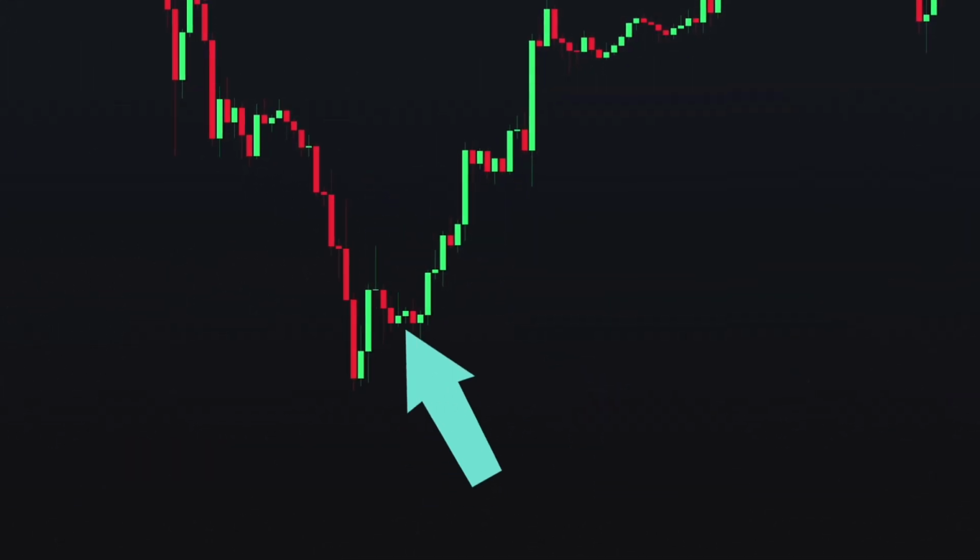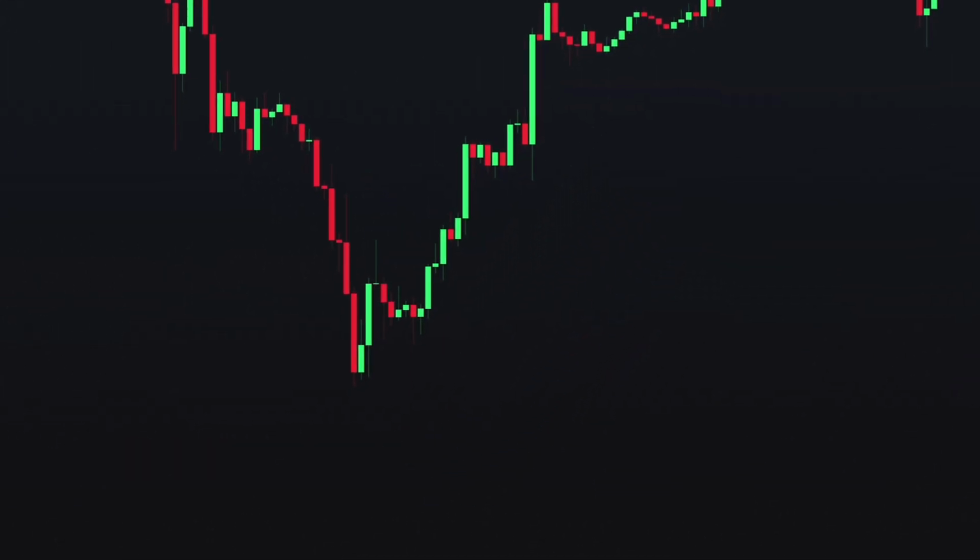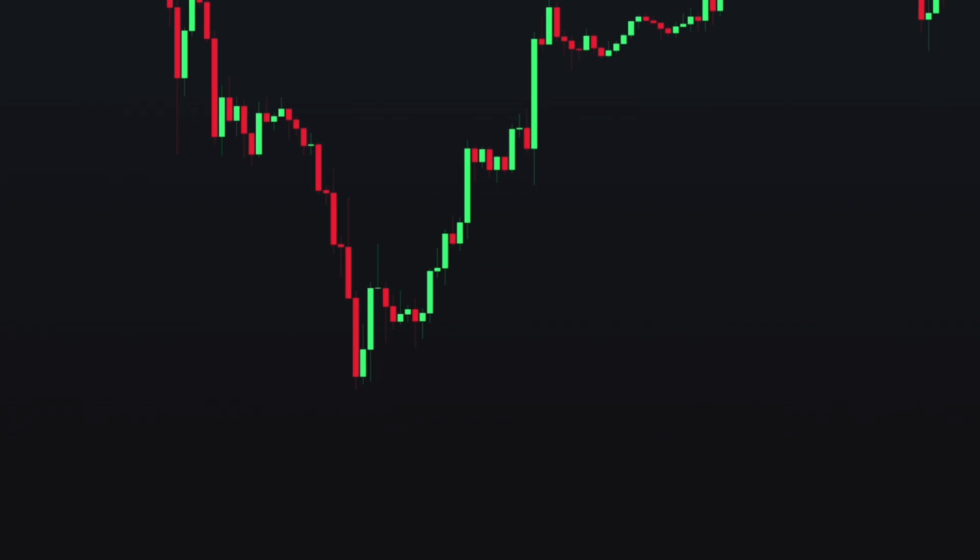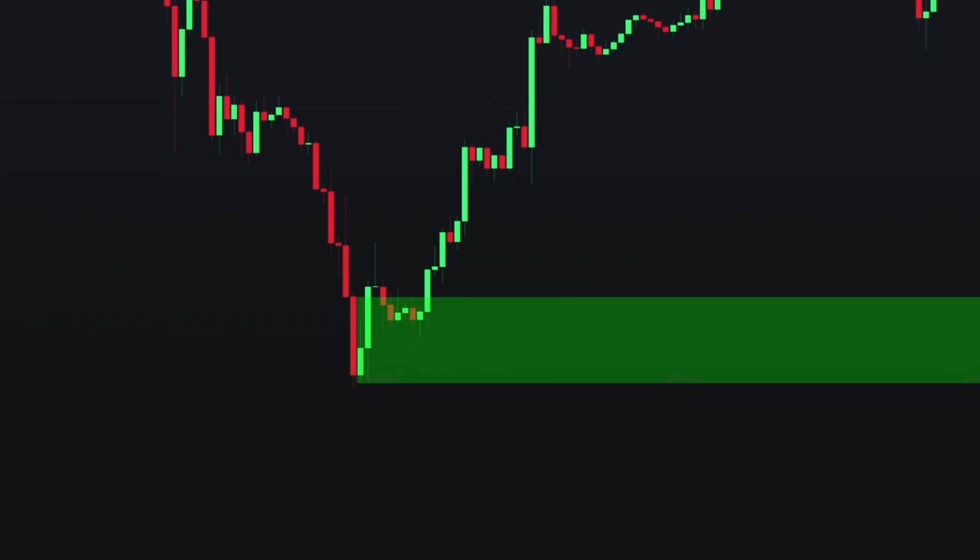Here we have an aggressive move upwards, so that's step 1 complete. This big movement causes a break of structure. That's step 2 complete. So we draw our zone from the candle that initiated this big move.